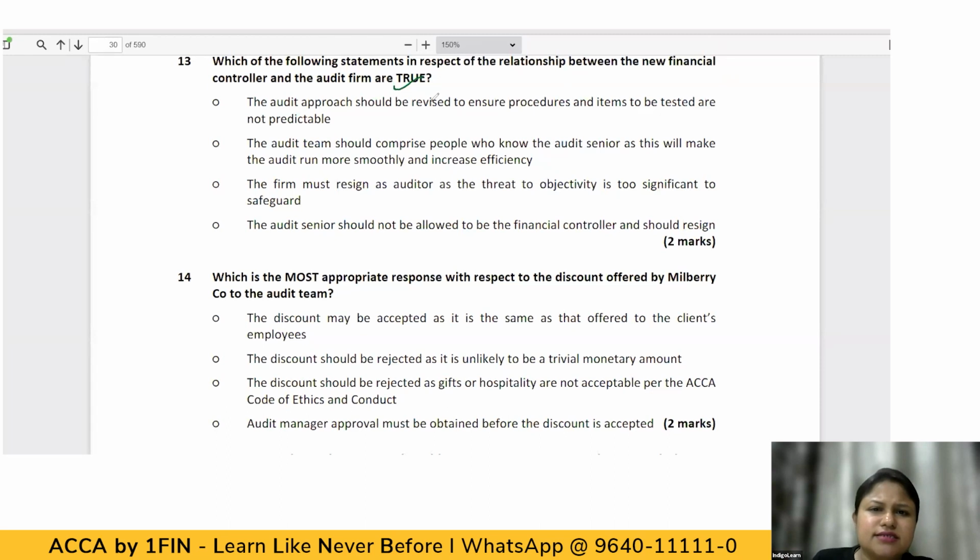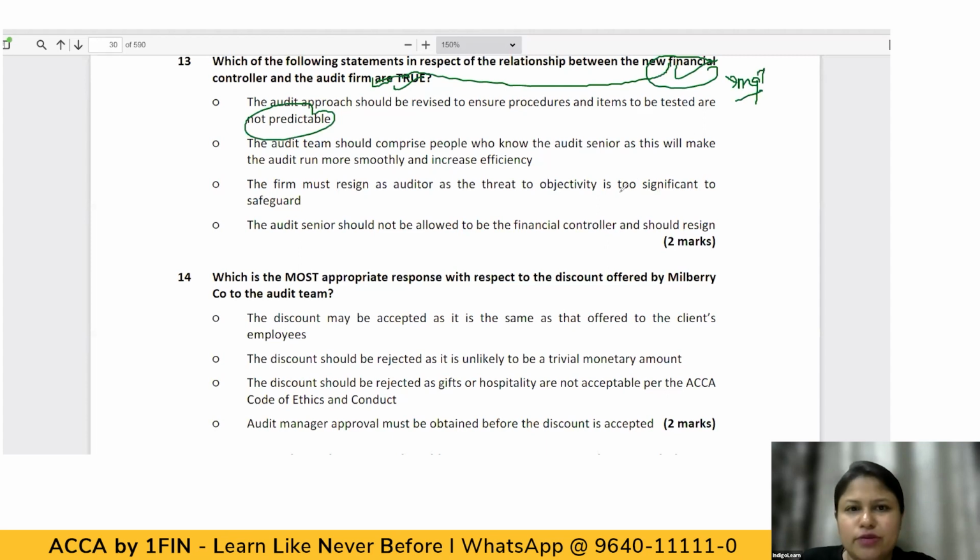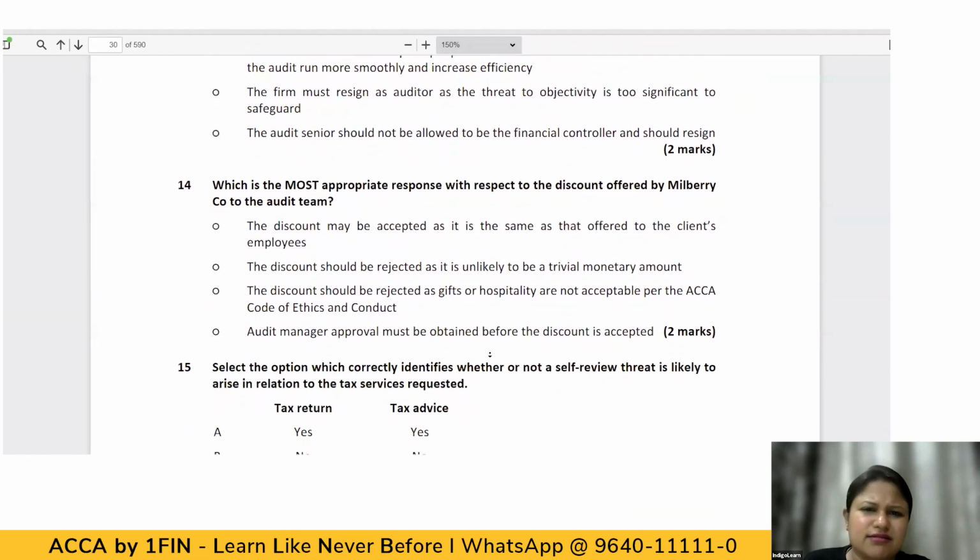So basically here you can see the audit approach should be revised to ensure procedures and the items to be tested are not predictable. Because this person, the new financial controller, was a part of this audit team, he will know how the approach will be. And now because he's a part of the management, see that you have a surprise element for him. He should not be prepared for the approach. He should not be readily knowing it. The audit team should comprise people who know the audit senior, as this will make the audit, no, it will make a familiarity threat. The firm must resign, no. The audit senior should be allowed to be financial controller and should resign, no. See, the senior should not be allowed to be the financial controller and all those things are not acceptable, okay.